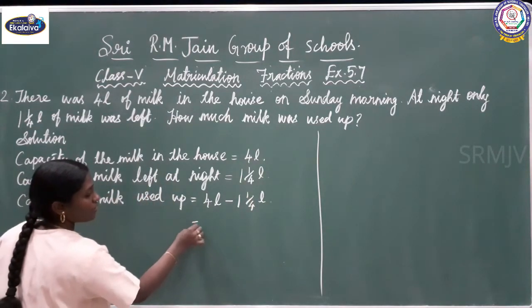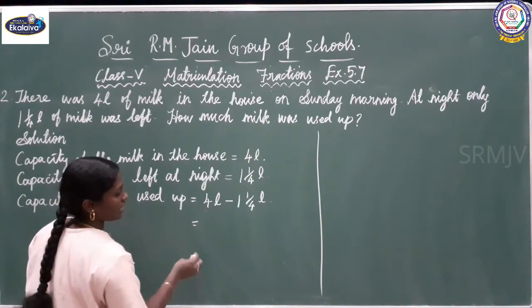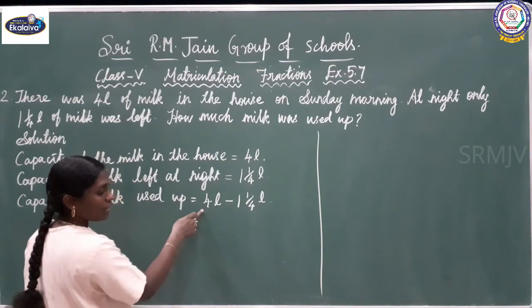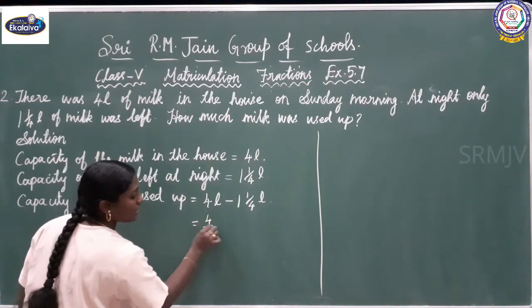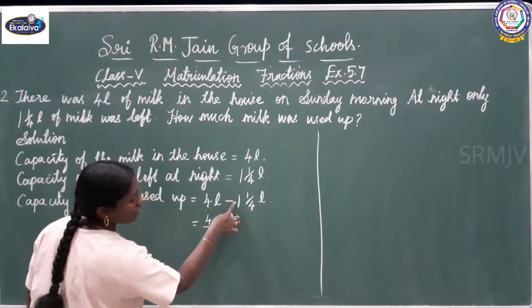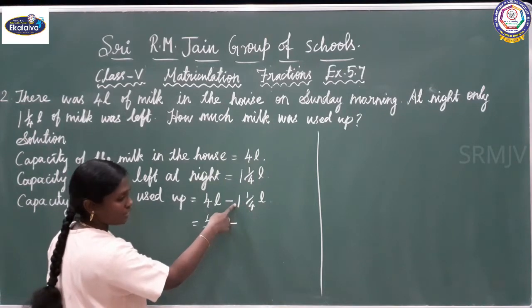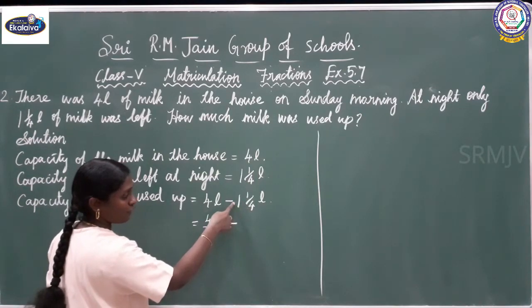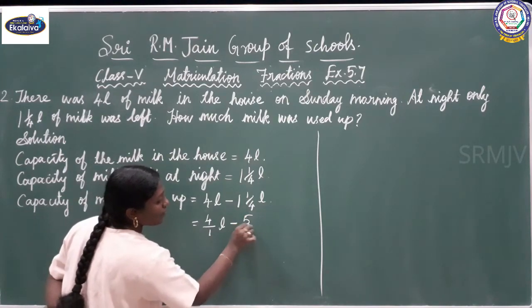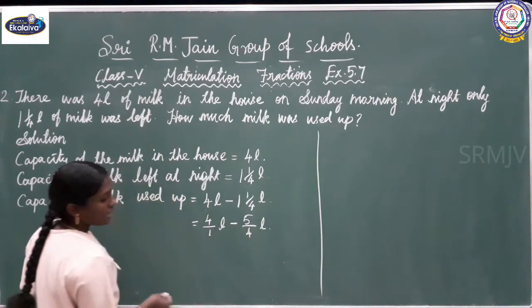Here 4 is a whole number and 1 by 4 is a mixed fraction. First we have to convert it into an improper fraction. The meaning of a whole number is the denominator 1. To convert it into an improper fraction, we have to multiply the denominator and the whole number part. 4 into 1 is 4, then we add the numerator 1, 4 plus 1 is 5, then the same denominator 4, so 5 by 4 liters.